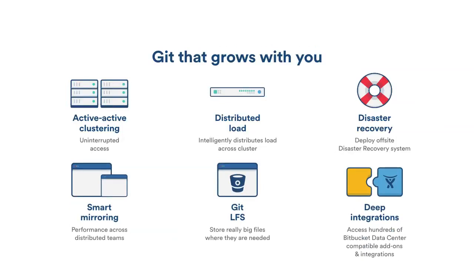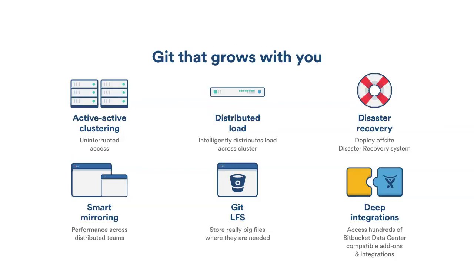With Bitbucket Data Center, teams get a next-generation Git solution that provides true active-active clustering for high availability and smart mirroring for performance across your geographically distributed teams. Deploy distributed servers for increased clone and fetch performance with smart mirroring.